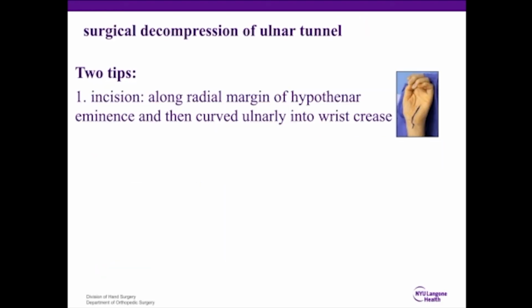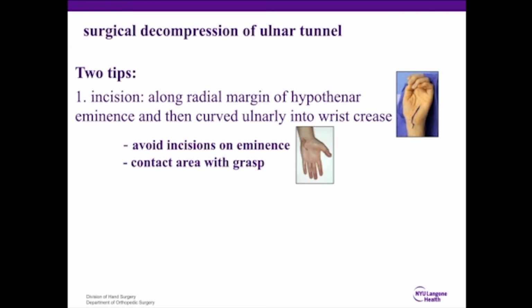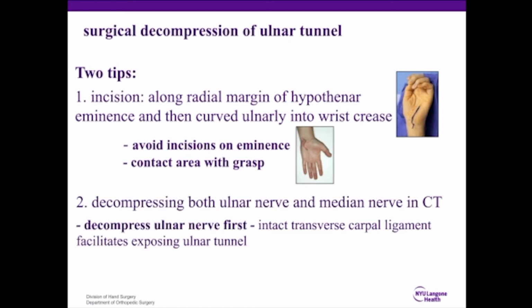With respect to surgical decompression of the ulnar tunnel, I have just 2 tips. An incision along the radial margin of the hypothenar eminence is best, and then curve that proximally into the wrist crease. And if you have to go further proximally, go up the longitudinal surface of the distal forearm. Avoid incisions on the hypothenar eminence itself, because it's a contact area for grasp.